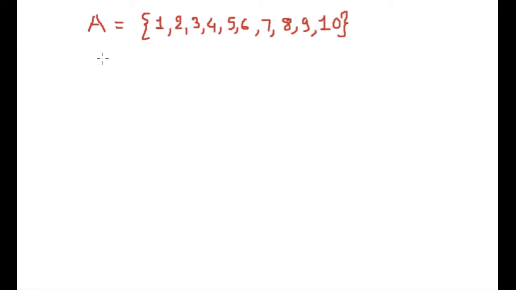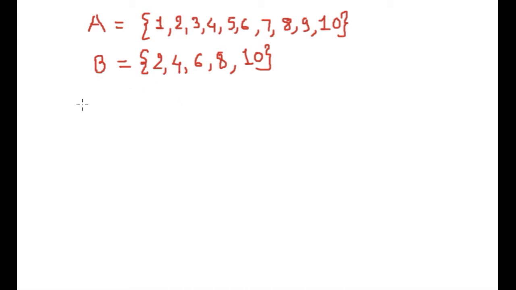Let's suppose A is a set of numbers 1 to 10: 1, 2, 3, 4, 5, 6. And B is a set of even numbers from 1 to 10. So this is 2, 4, 6, 8, 10.